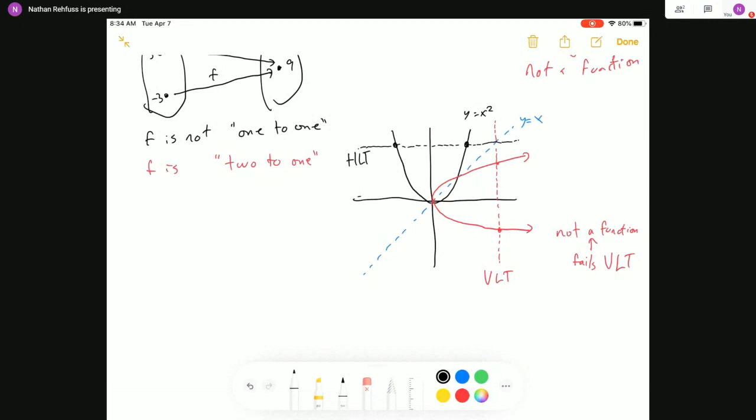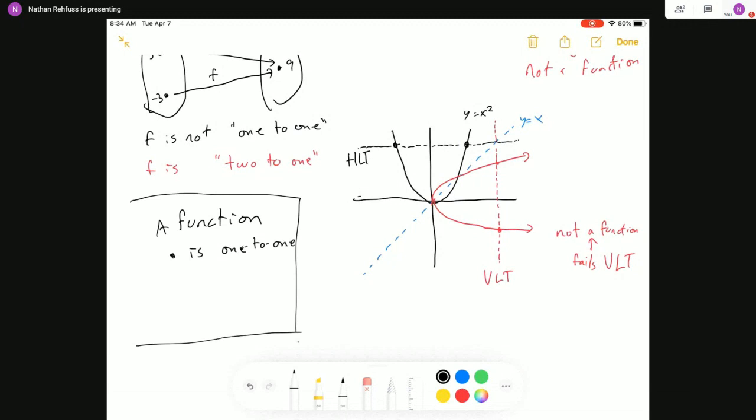So a function is 1 to 1, passes the horizontal line test, and has an inverse. All 3 of these statements are equivalent. So if one is true, then all 3 are true. If one is false, then all 3 are false.